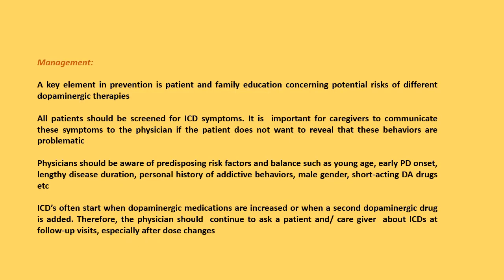Management. A key element in prevention is patient and family education concerning potential risks of different dopaminergic therapies. All patients should be screened for ICD symptoms. It is important for caregivers to communicate these symptoms to the physician. If the patient does not want to reveal that these behaviors are problematic, physicians should be aware of predisposing risk factors such as young age, early PD onset, lengthy disease duration, history of addictive behaviors, male gender, short-acting dopaminergic drugs, etc. ICDs often start when dopaminergic medications are increased or when a second dopaminergic drug is added. Therefore, the physician should continue to ask a patient or caregiver about ICDs at follow-up visits, especially after dose changes.